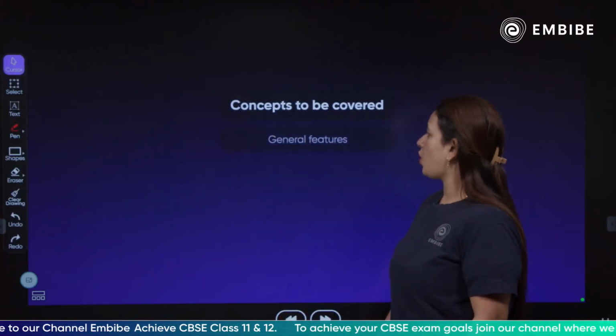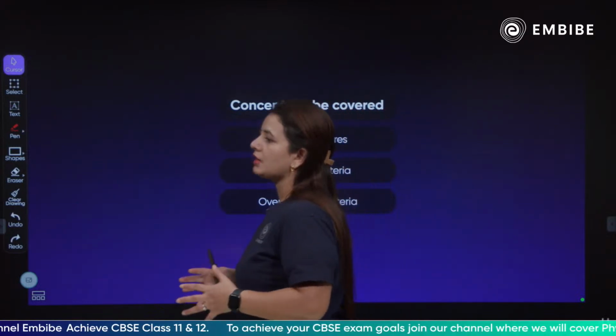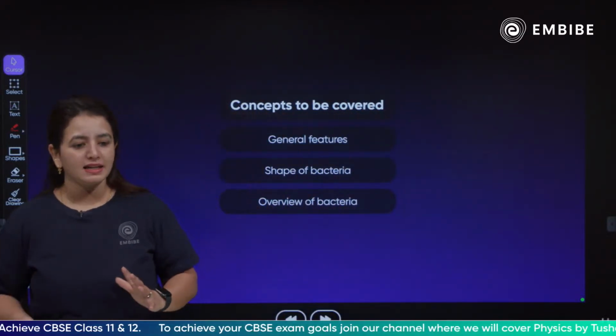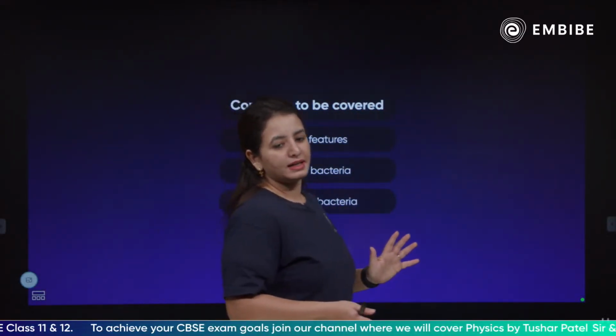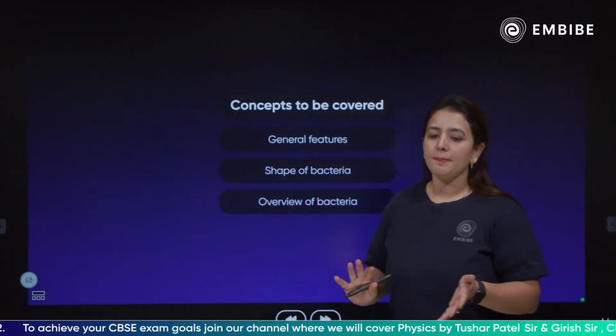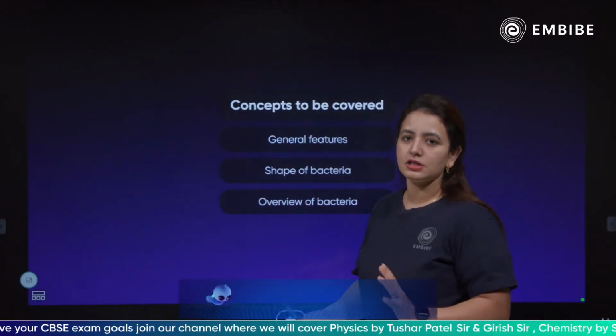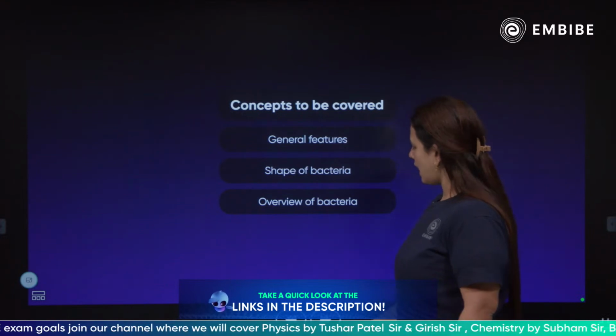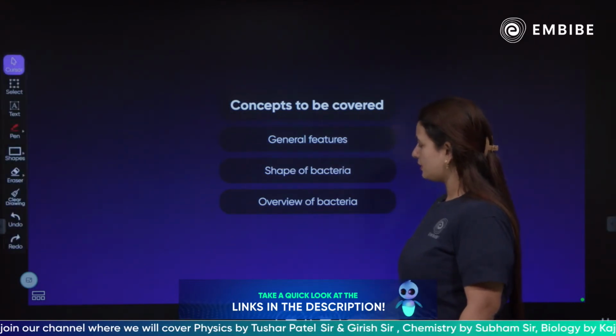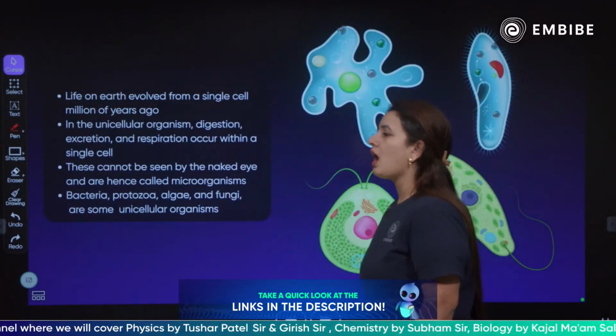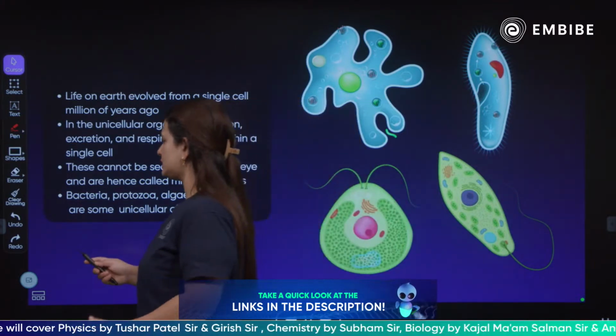And the concepts covered today: we're going to cover the general characteristics, the shape of the bacteria and an overview of the bacteria. We're going to discuss all these things today. So let's start our today's class talking about the Monerans, children. What exactly does kingdom Monera consist of?